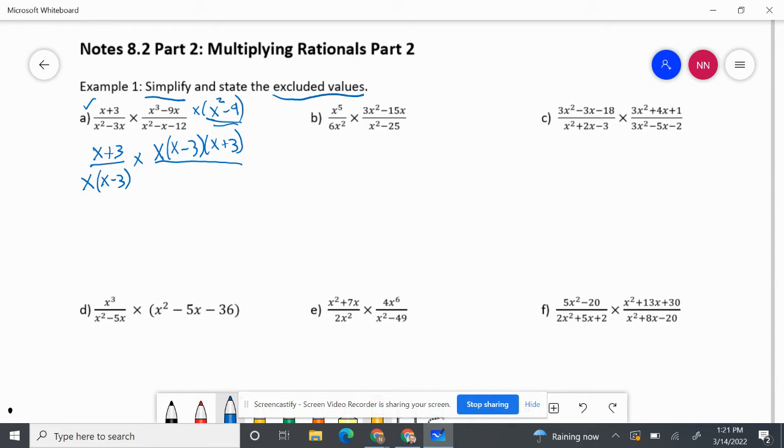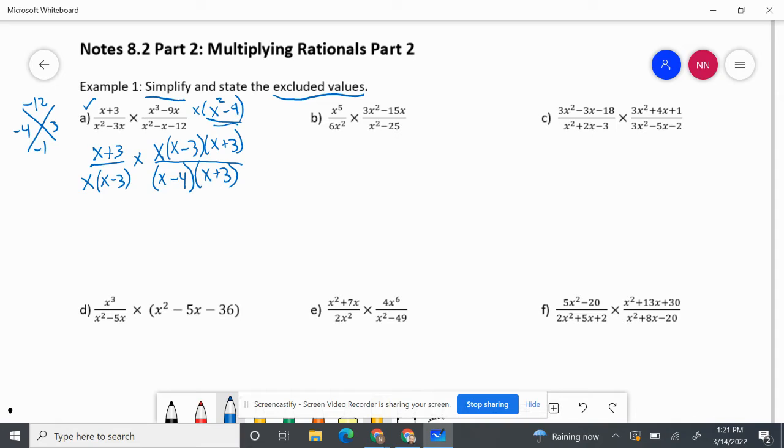Our denominator is a trinomial, so we're going to use the x method. Two numbers that multiply together give us negative 12, add up to negative 1. That would be negative 4 and 3. So that would be x minus 4 and x plus 3.